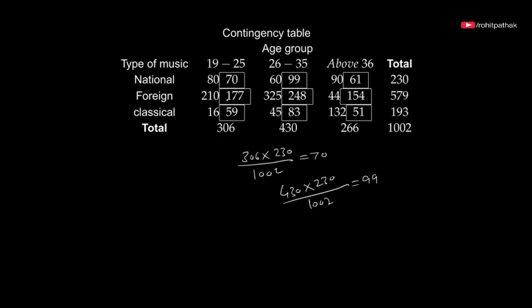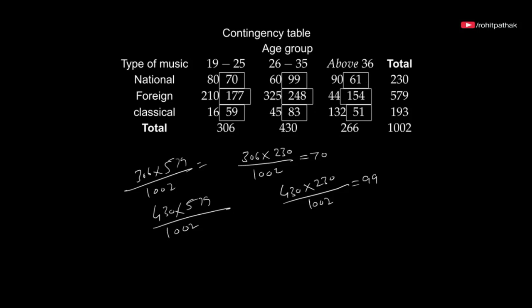Similarly, 177 has been obtained using 306, this column sum, into this row sum 579 divided by 1002. Whatever number we get here, we round it off to 177. Similarly, 248 has been obtained using 430, this column sum, into 579 divided by 1002. This is rounded off to the nearest integer. And this number 154, you should not calculate this. You should write 579 minus 248 minus 177. So this number is 154.